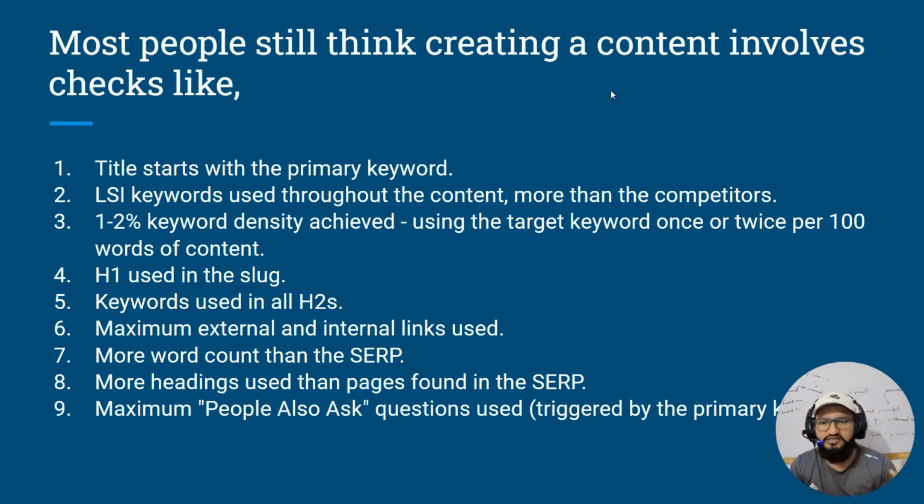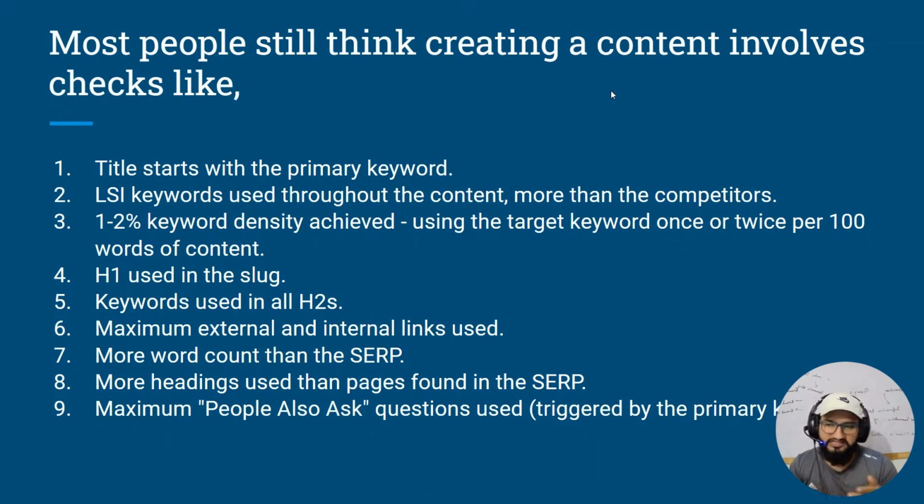And the sixth thing is maximum external and internal links used. Even some people still say that if their competitor has like five internal links in a page, they need to put more internal or external links. They also tend to say that there should be a specific ratio of external versus internal links. I mean, why are you putting certain ratios, certain numbers? Just do everything naturally. I will explain it more in the slides that I'm going to cover.